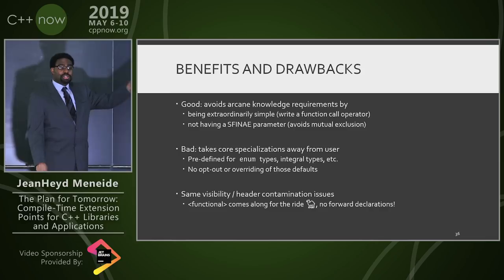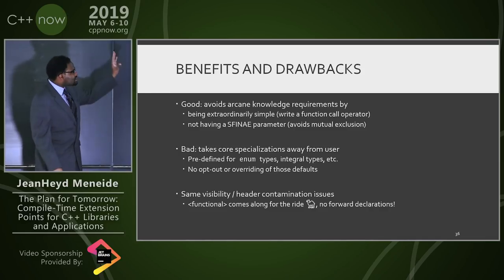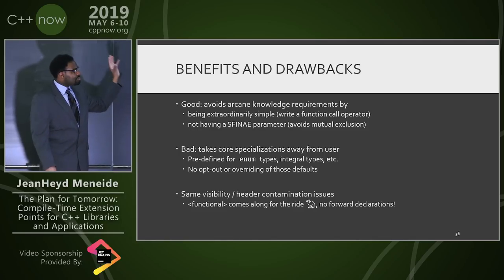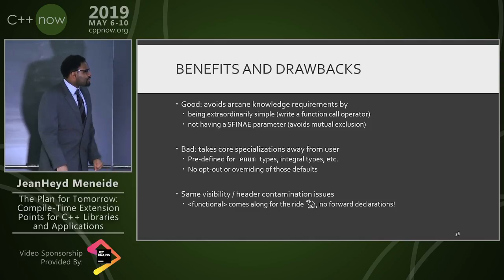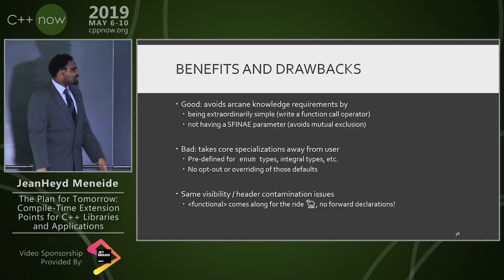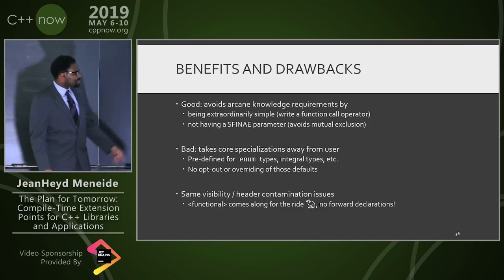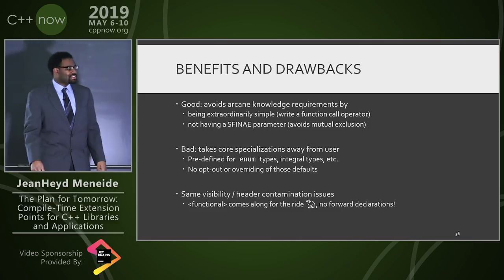Now you're lucky in that the places where hash is used take it as a trace type, and so you can substitute it out. But as a general principle, using this as the only customization point, having only predefined things for a person, is not a good idea. And of course, there's no way to opt out or override those defaults. And of course, you have the same visibility header contamination issues. So for example, <functional> is always coming along for the ride, whether you want all of that other stuff to come or not.